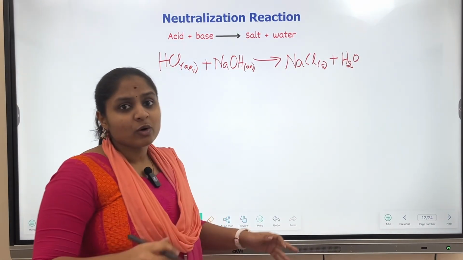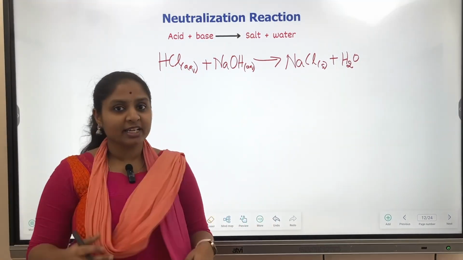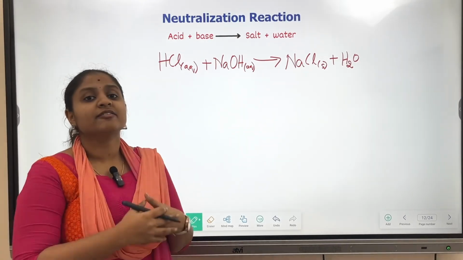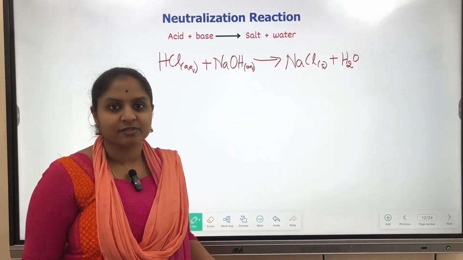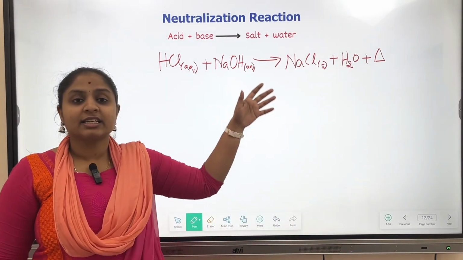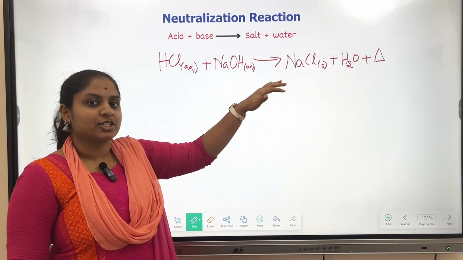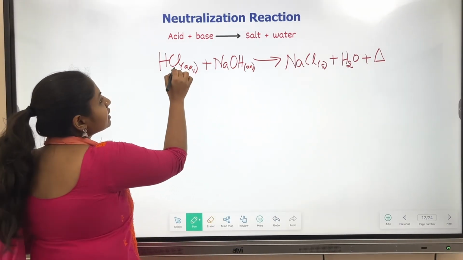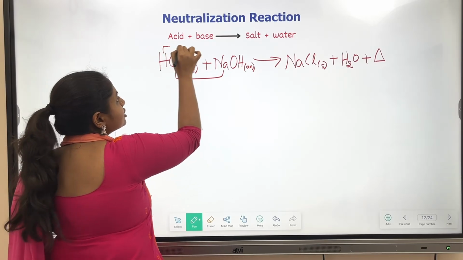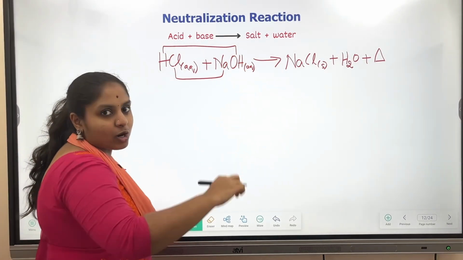We all know that both acids and bases are very dangerous in nature. So when they are mixed together, they will produce a lot of heat, and hence this neutralization reaction is a highly exothermic reaction. If you closely observe here, Cl and Na are combining to form the salt, and H and OH are combining to form the water molecule.